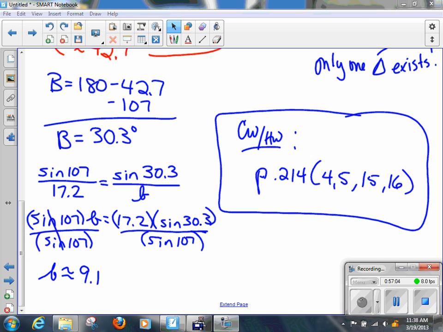Let me go back down there for any of you that are still copying or working. Okay. Here's your homework. Page 214. I want you to do 4, 5, 15, and 16. You need to get started on this right now.